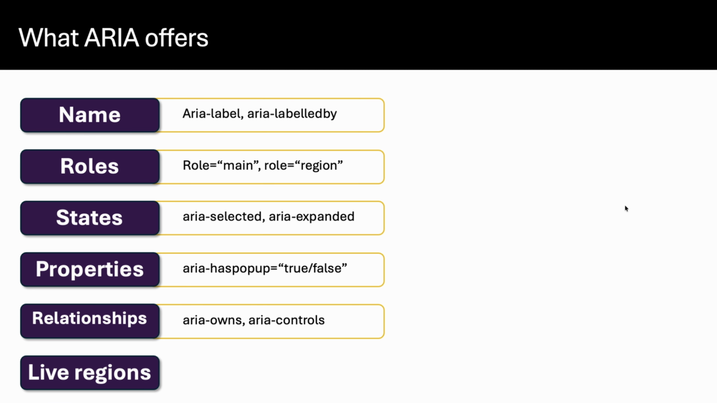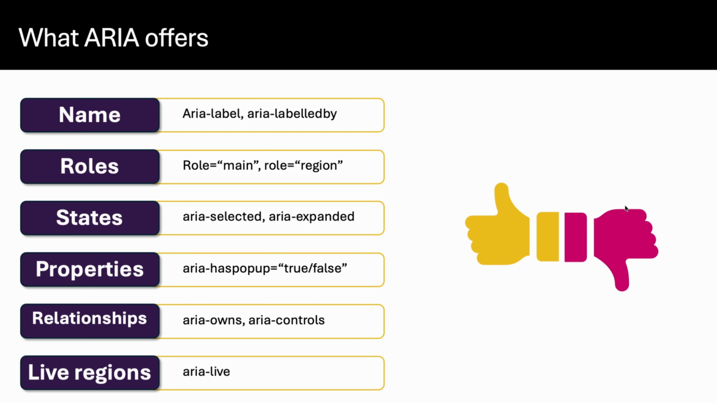And for dynamic content, ARIA gives us live regions, so changes can be announced without forcing the user to search for them. But notice something important. Each of these powers can help users or confuse them depending on how we use it. ARIA gives you power, but it also gives you responsibility.